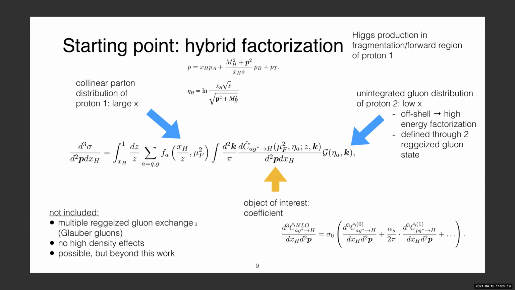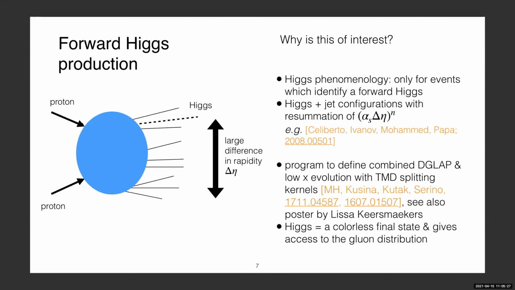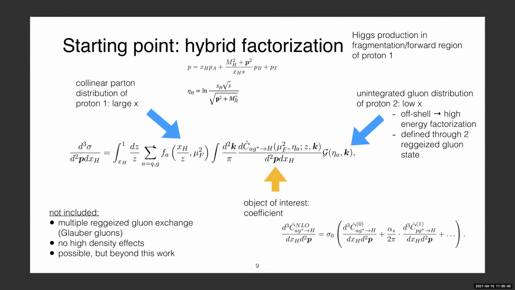So the starting point to address all this is hybrid factorization. We treat the partons coming from the proton in the forward direction within conventional collinear factorization. The partons coming from the proton on the other side are dealt with in high energy factorization. So we have our conventional collinear parton distributions, and an unintegrated gluon distribution of the second proton, which is of course eliminated in the small x limit. It involves this off-shell gluon and, within this high energy effective action framework, is well defined as a gauge invariant quantity through the two Reggeized gluon states. Finally, the object of interest for us is the coefficient at next-to-leading order, which describes the production of the Higgs particle in the forward direction. For the moment we don't include multi-Reggeon exchanges, so identity effects are left aside. In principle that is all possible, but it is beyond this work, so you definitely have to look at it separately.